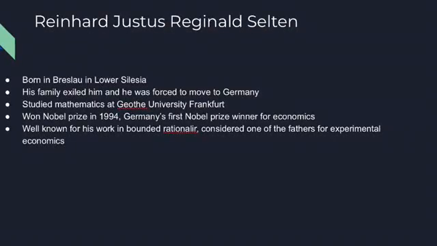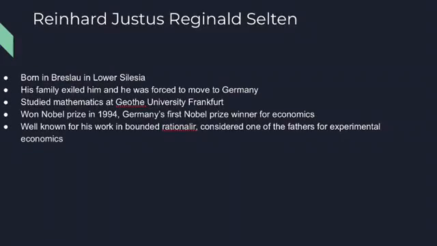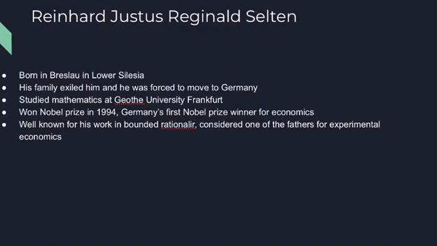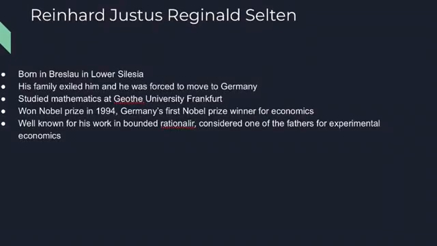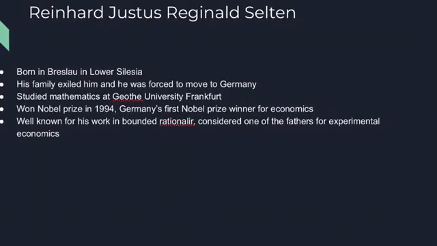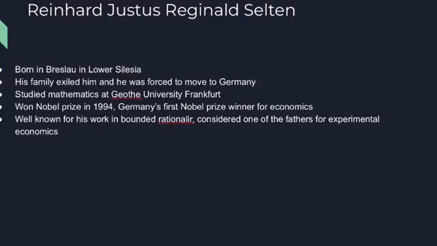Reinhard Justus Reginald Selten, born in Breslau in Lower Silesia. His family exiled him and he was forced to move to Germany. Studied mathematics at Goethe University, Frankfurt. Won Nobel Prize in 1994, Germany's first Nobel Prize winner for economics. Well known for his work in bounded rationalism, considered one of the fathers of experimental economics.